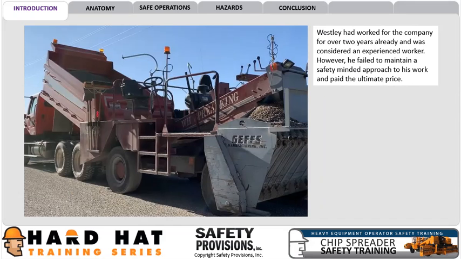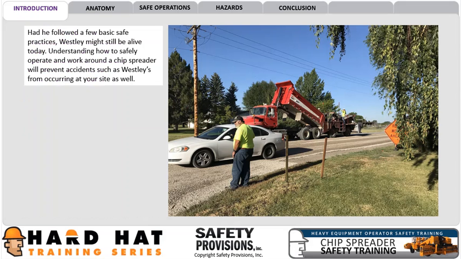The employee had worked for the company for over 2 years already and was considered an experienced worker. However, he failed to maintain a safety-minded approach to his work and paid the ultimate price. Had he followed a few basic safe practices, he might still be alive today. Understanding how to safely operate and work around a chip spreader will prevent accidents such as the one from the case study from occurring at your site as well.